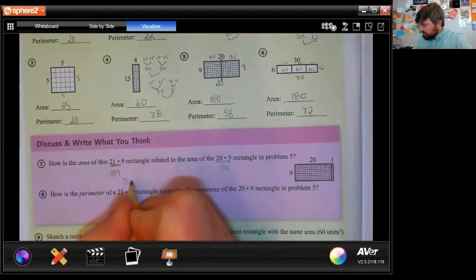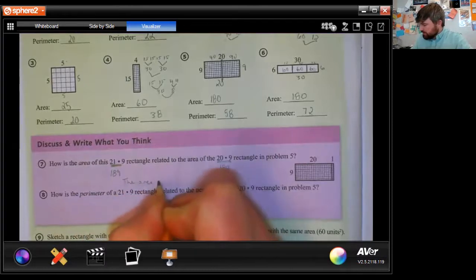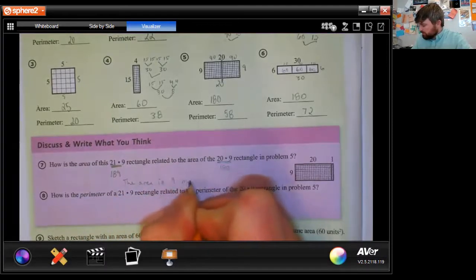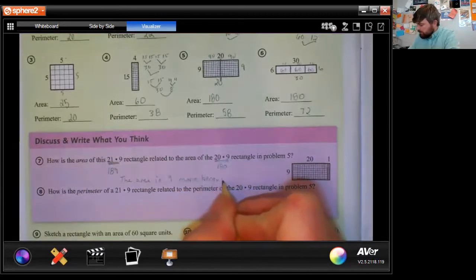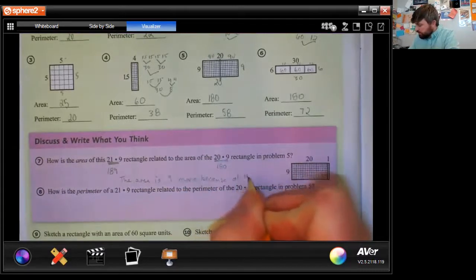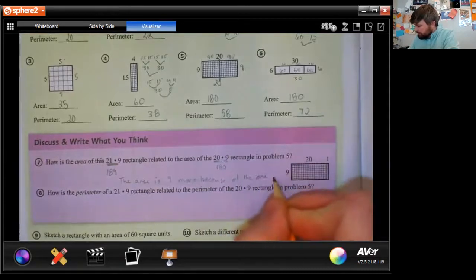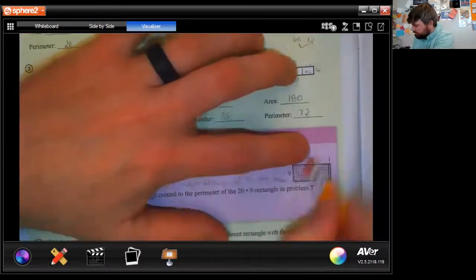So the area is 9 more because of the 1 added row. Sorry, that's a column.